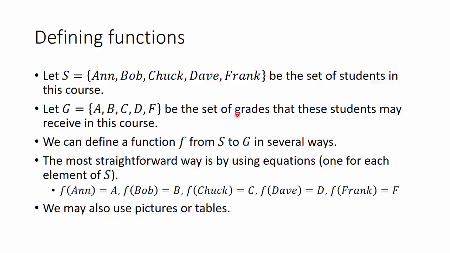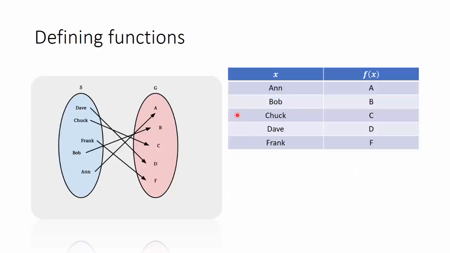We may also use pictures or tables. For example, we might use this picture here. We have the set S depicted on the left here, the set G depicted on the right.